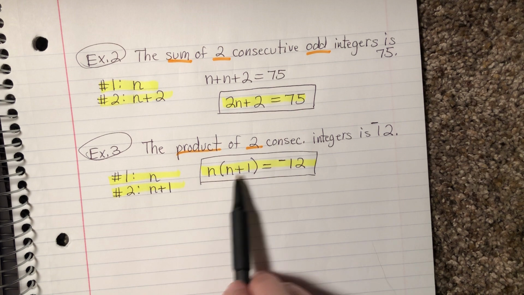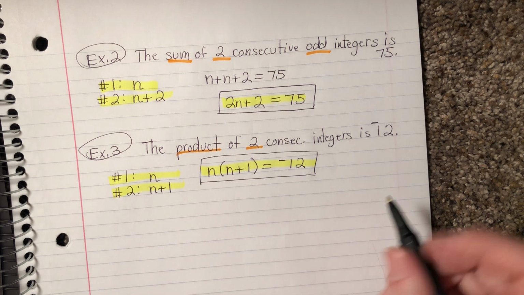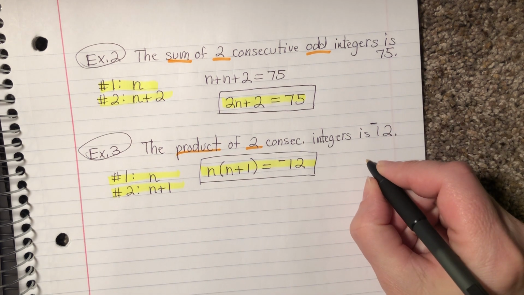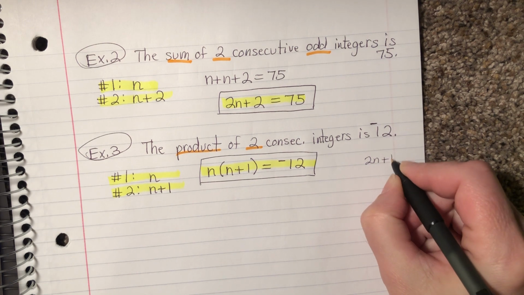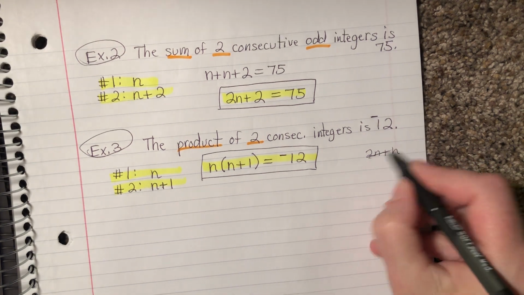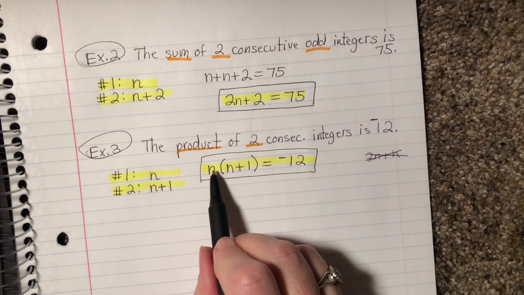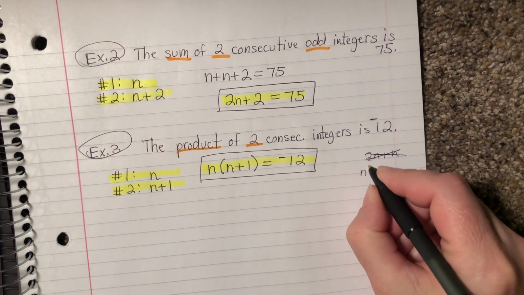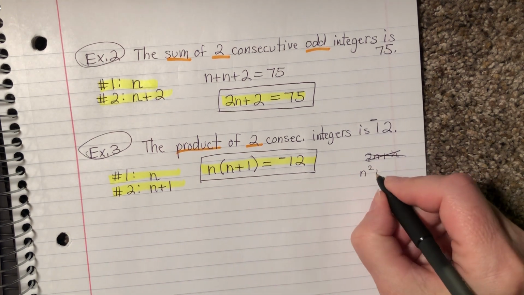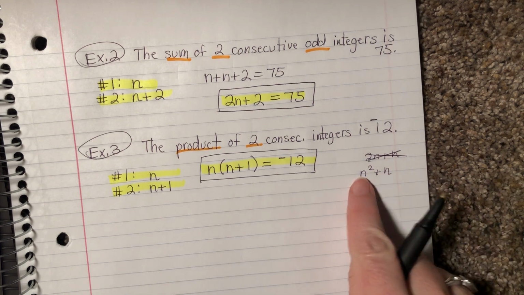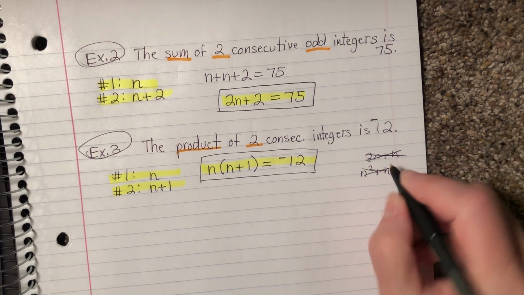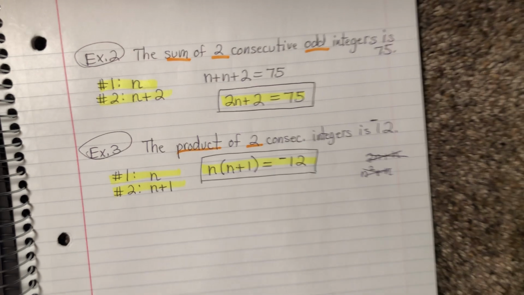Chances are, if I ask you to do it, and I usually do in class, what I get would be something like 2n plus n or something like that. That is incorrect because n times n is n squared plus n. We don't want to mess with n squareds right now, so don't try to distribute it.